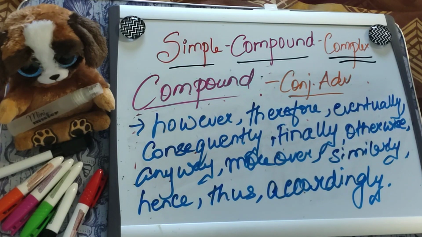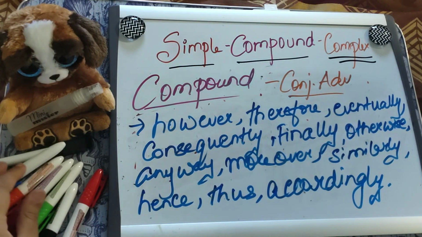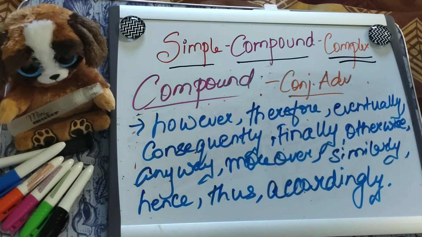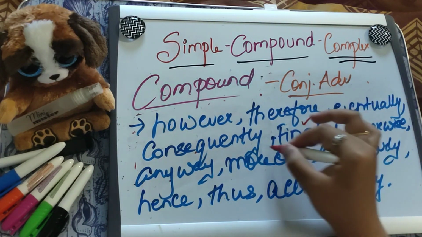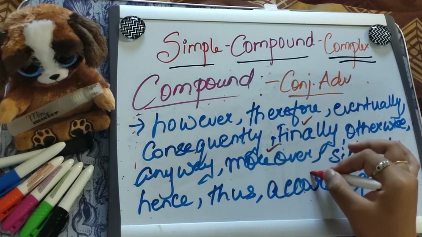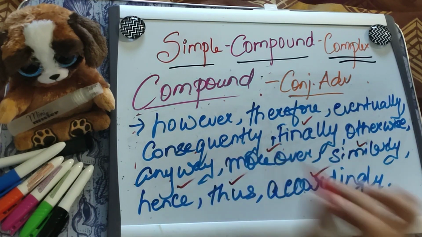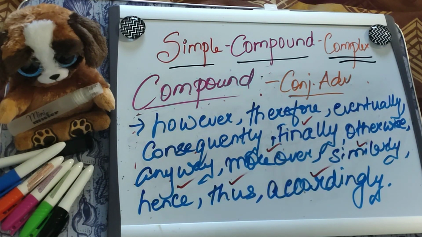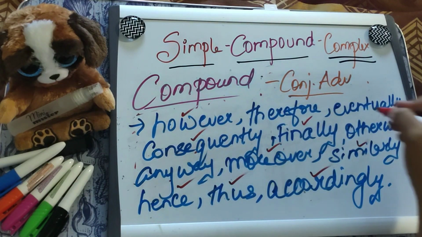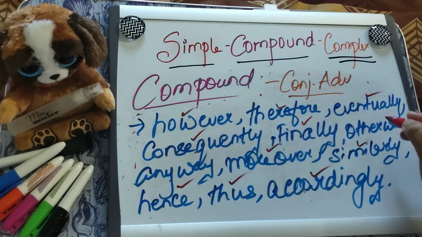So these are some of the examples of conjunctive adverbs, and using them in the examination will be really handy if you try to learn some of the examples. If you think about your task 1, we use finally, moreover, similarly, accordingly, thus, hence. We use them for task 1, sometimes task 2. And again, however, consequently, therefore, eventually, these are the commonly used words.